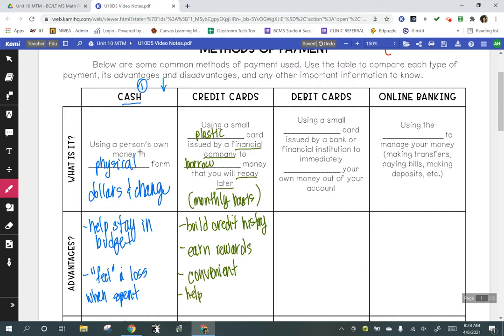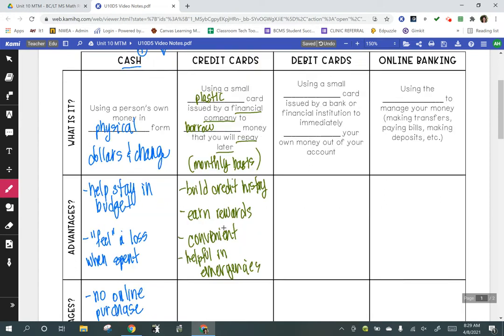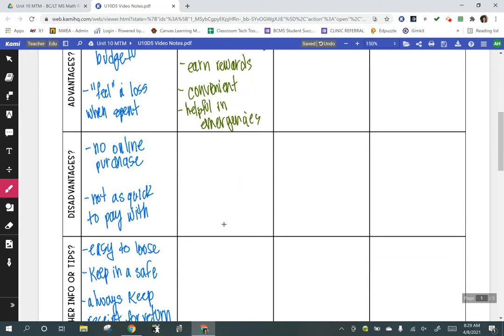But one of those things that's really good advantage is that it's helpful in emergencies. And I don't just mean like hospital visits or something like that, but just any type of emergency where you might need to pay for something real quickly, and then you can pay it off later. Some of the disadvantages is that you get charged interest if it's not paid off at the end of the month.